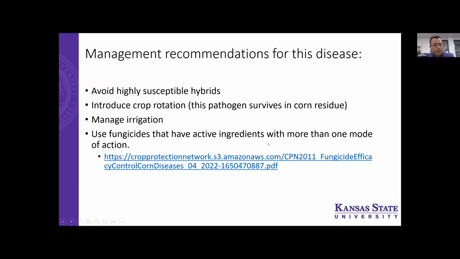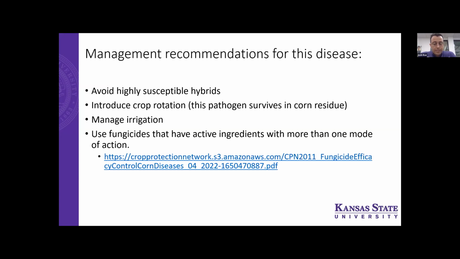Crop rotation, as I mentioned, this pathogen survives in corn residues. So managing and reducing that corn residue will definitely help reduce the initial inoculum. Irrigation and rain are more about that leaf wetness, right? I know last season drought was our major problem here in Kansas. However, fields that are under irrigation can be more at risk than dryland corn, right?